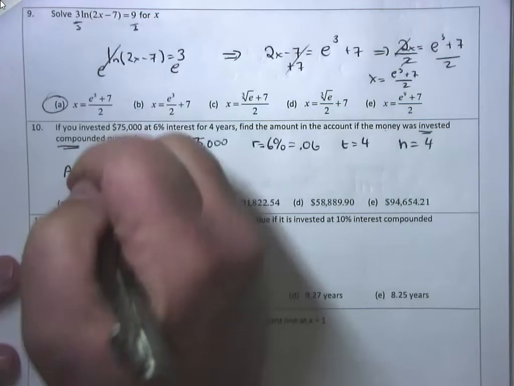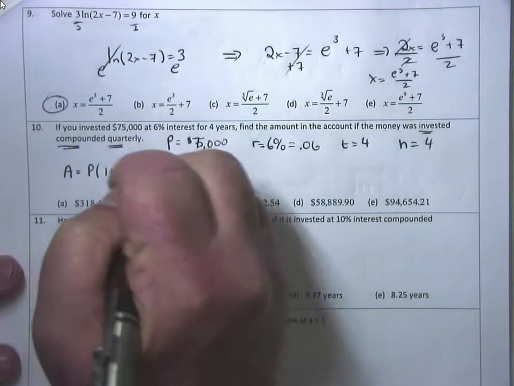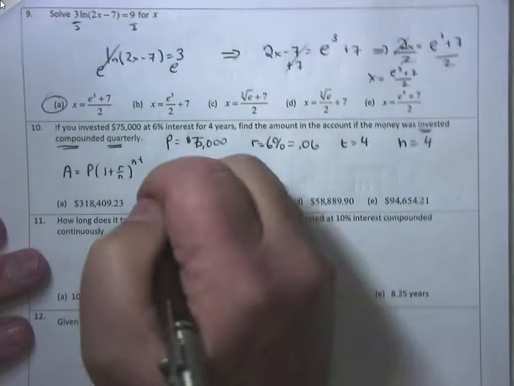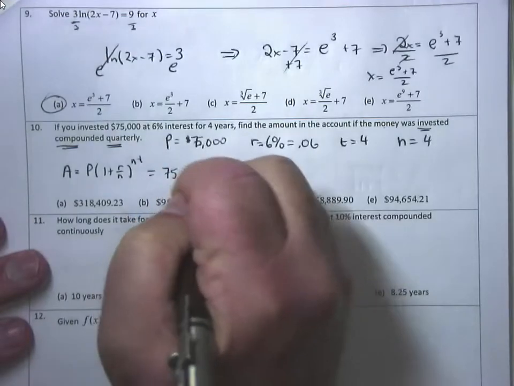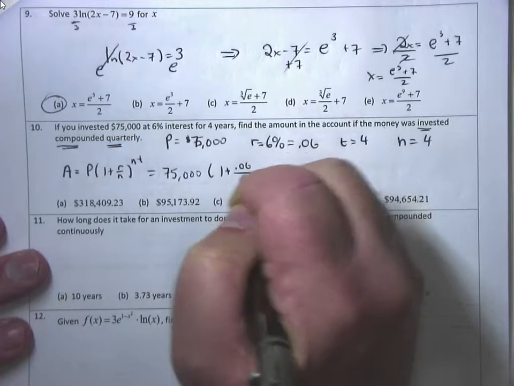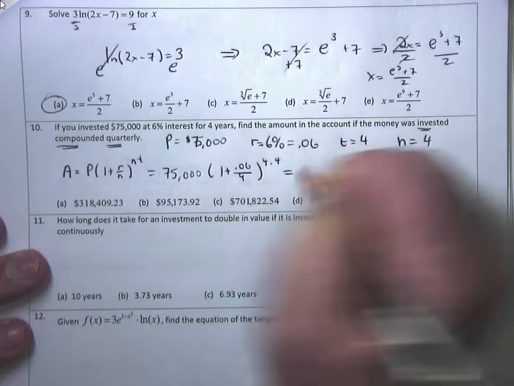Regular compound interest is A equals P times (1 plus r over n) raised to the nt. You do have to memorize formulas in Calc 1, and it only gets worse in Calc 2. Plugging my numbers into this, this is $75,000 times (1 plus your interest rate, 0.06, divided by n, which is 4) raised to the 4 times your time, which is also 4.